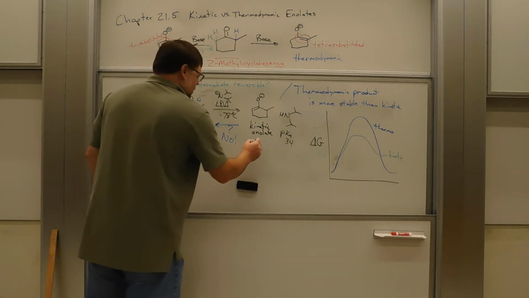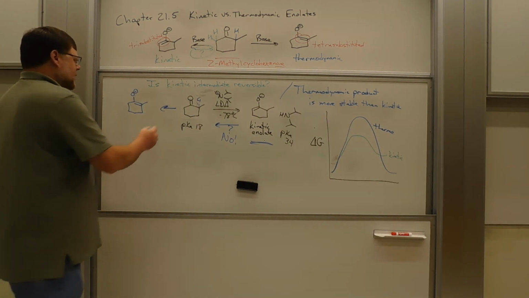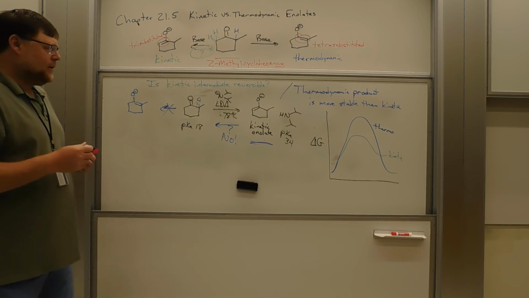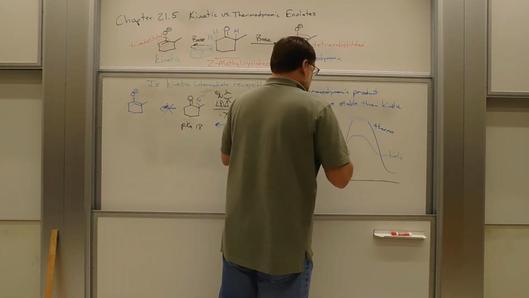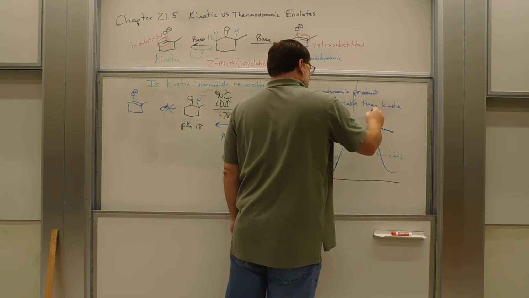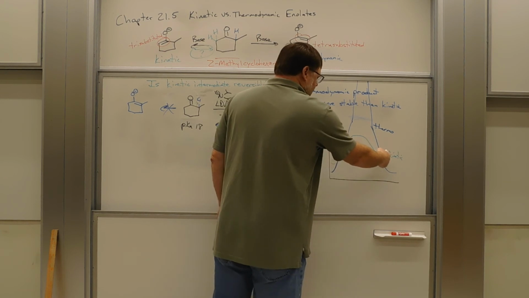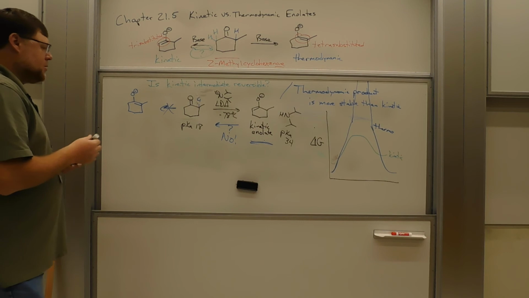So you're going to end up with the kinetic enolate. You're not going to see any of the thermodynamic enolate under these conditions. The way this really looks now, this is way up here, comes down like this. So the kinetic enolate forms, and it basically just gets stuck there. You can't get back. So let me summarize that.